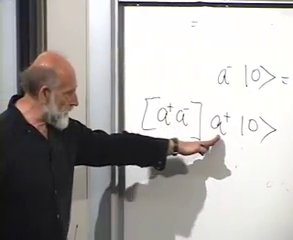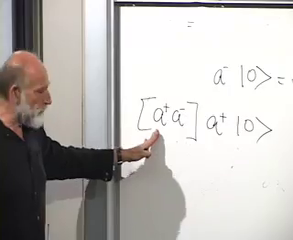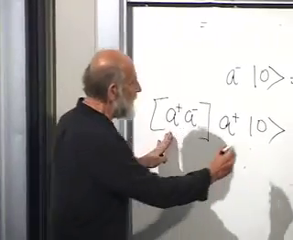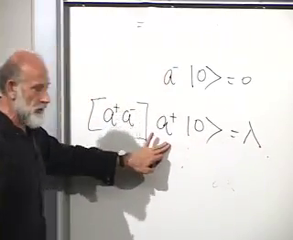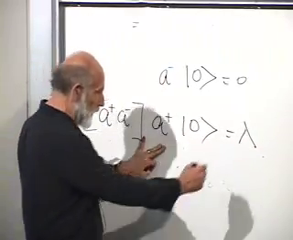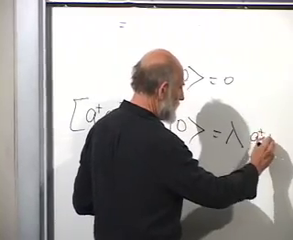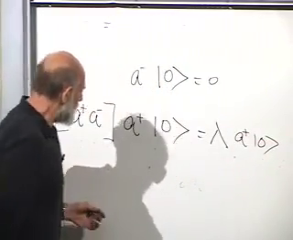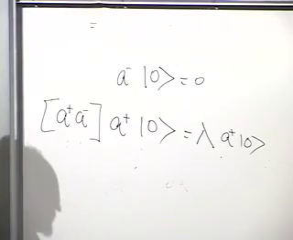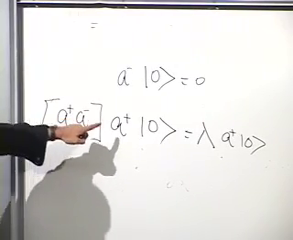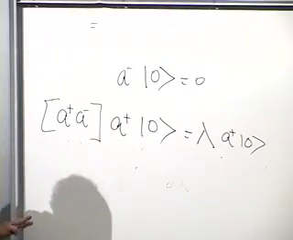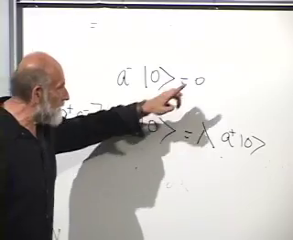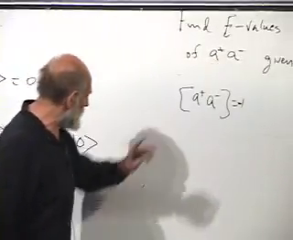If this object is an eigenvector of this operator, what does it mean? It means that this is equal to some number lambda times the original vector, which was A plus on O. In other words, I'm asking the question: is this an eigenvector of the energy? And if so, what energy, or what eigenvalue of A plus A minus?